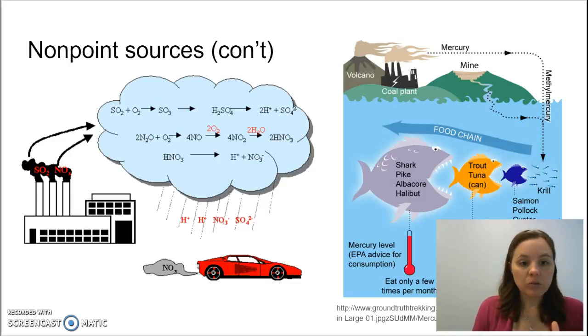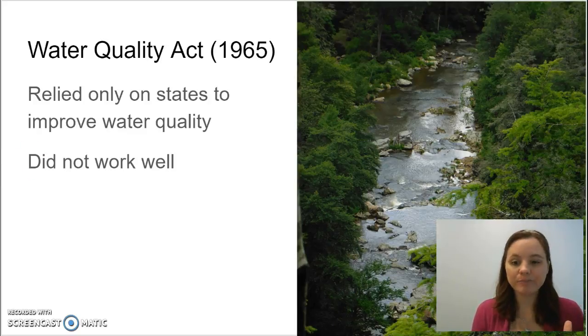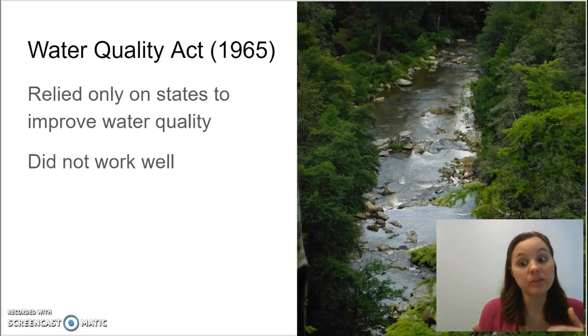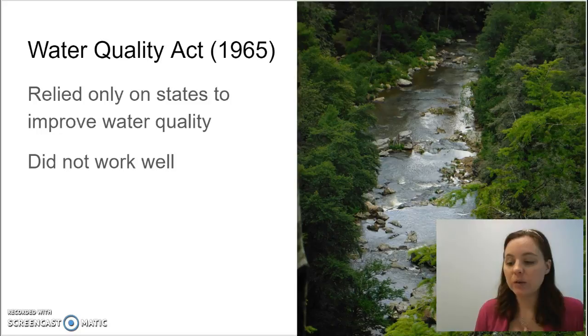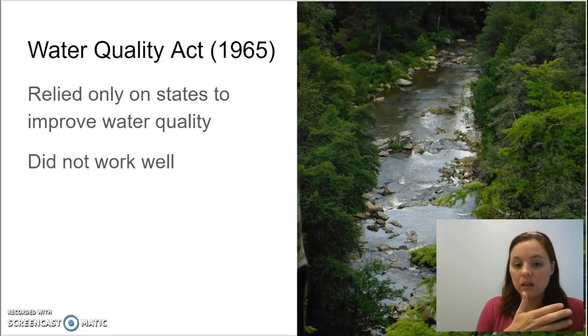All right, so a little bit of history. The first time, maybe, that the U.S. government tried to regulate water quality was in 1965 in the Water Quality Act. It was eventually replaced by the Clean Water Act. This relied completely on states to improve the water quality. States had to designate a use for each body of water, like swimming or fishing or drinking water, and then determine whatever water quality standards they thought would meet the needs of that use.